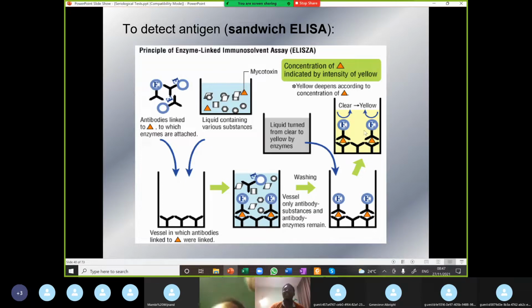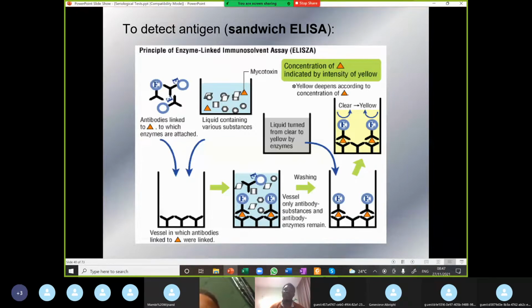And then finally, the substrate of this enzyme is added. And then just as in the direct ELISA, the enzyme will break the substrate and we will observe for color change.